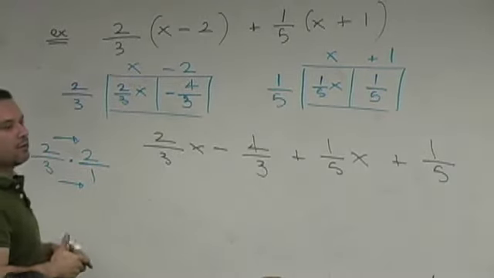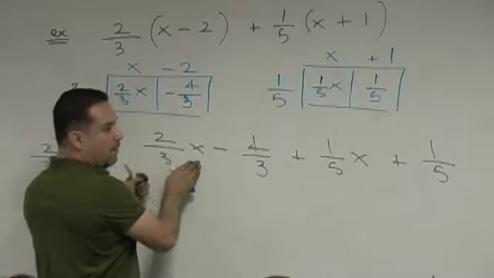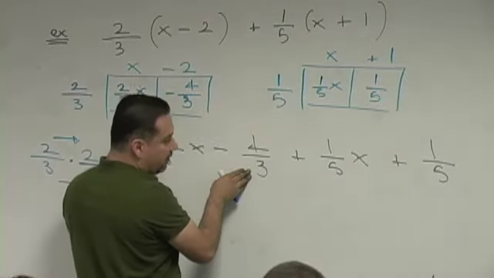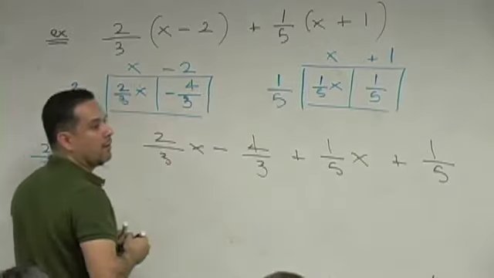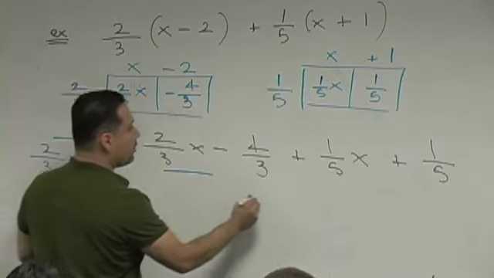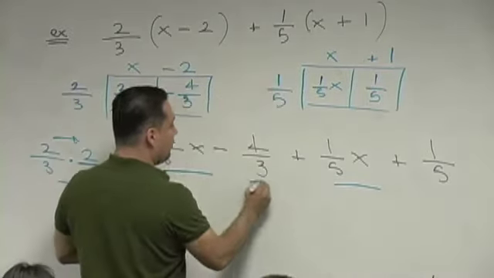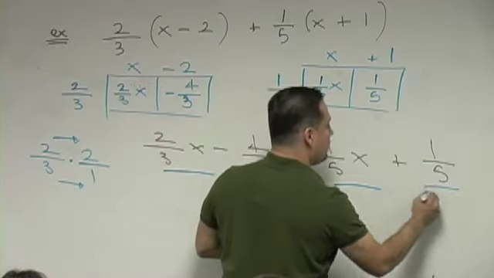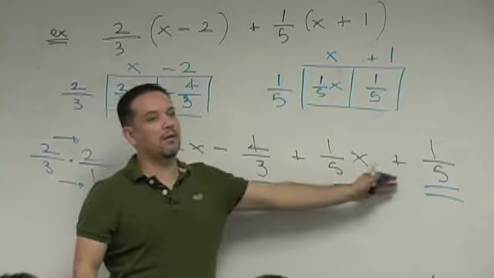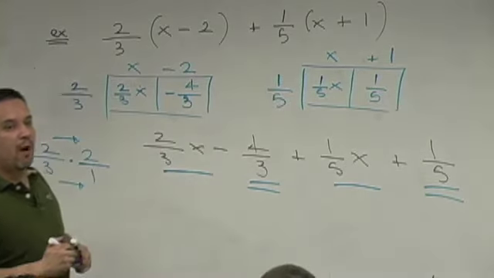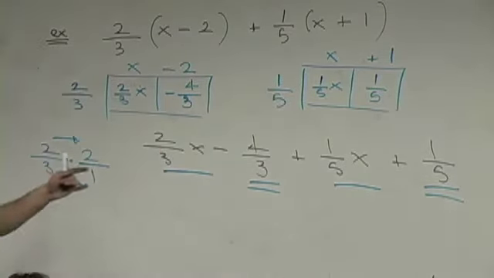Notice again the like terms. 2/3 of an apple minus 4/3 of money, plus 1/5 of an apple, plus 1/5 of money here. Like terms, x, money, are numbers. These terms are like. These terms are like. So notice this problem now gives you 2 fraction problems. Is that true?